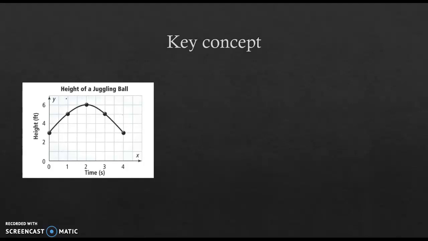We have the height of a juggling ball. If you notice, this is not a straight line. It's a curve, so this is what we call nonlinear. Again, non being not, so not a line. And this is not a constant rate of change. And so that's those. When we're looking at a graph, it's as simple as line versus curve, or just anything that's not a line.